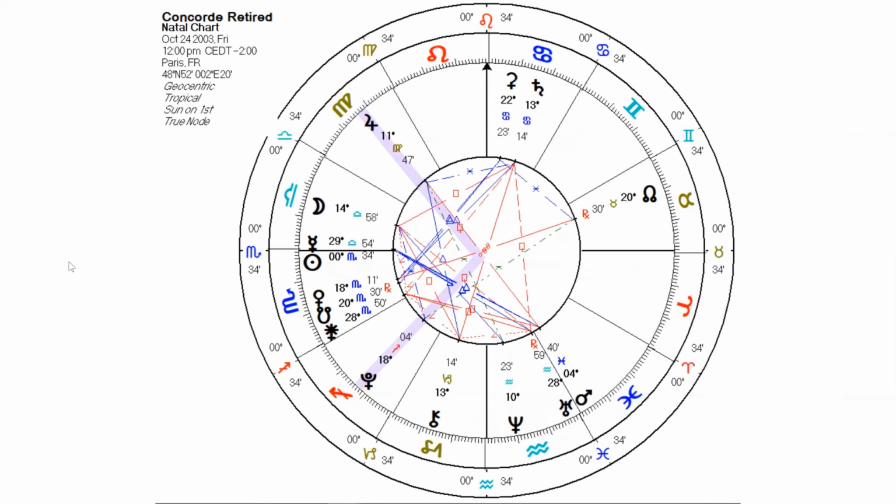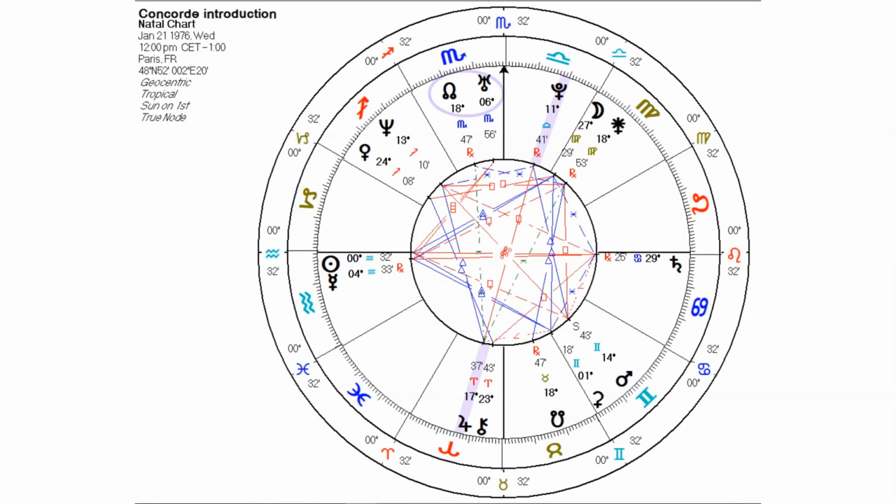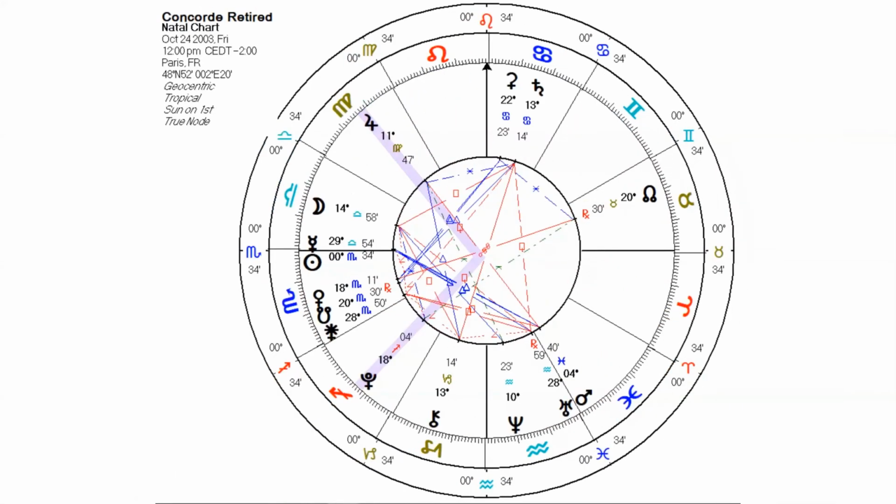Pluto, Jupiter square. Sun is now 0 Scorpio. So 0 Scorpio, 2 Leo, 0 Aquarius. 3 major events that define the unfolding of that project.